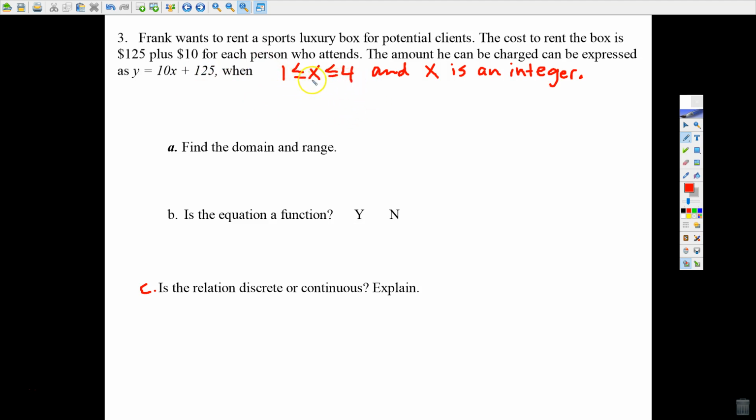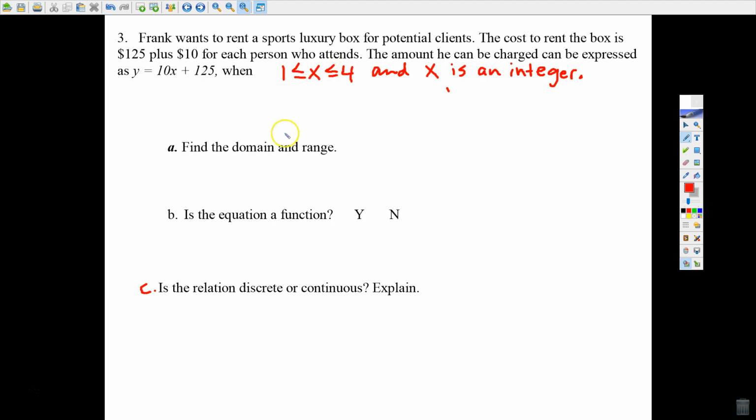So the domain is basically described for us, and what this is saying, since x represents a number of people, is that basically he cannot invite more than 4 people. So he's going to be able to invite anywhere from 1 to 4 to attend the sporting event. All right, and it goes without saying that since x talks about a number of people, x has to be an integer. That means non-fraction, and positive. Obviously, it's got to be positive to match this, but we definitely cannot have any fractions.